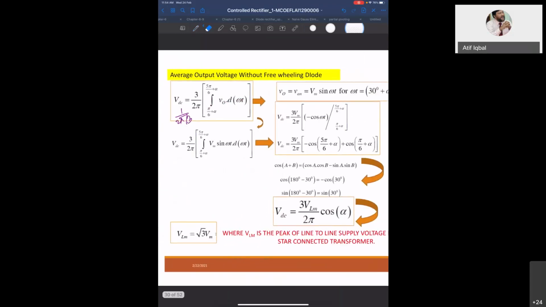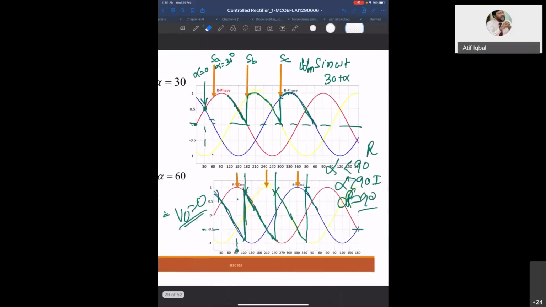So now, what is the average voltage? You see, what is the period? Total period is how much? 360 degree in a cycle? Total period is 360 degree. And how many thyristors do you have? 3 thyristors. So each thyristor will conduct for how many degrees? Tell me. 30.